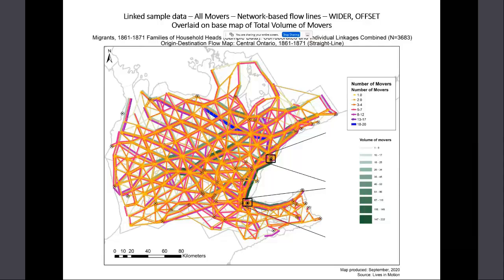So here we have the map showing total flow lines by the number of movers and direction overlaid on the total volume of movers. Drilling down into this, our researchers can look at different parts of the study area and see different individual flows in the context of overall total migration activity.